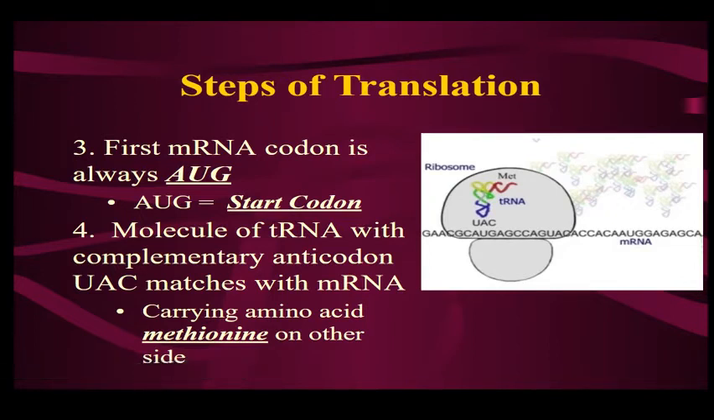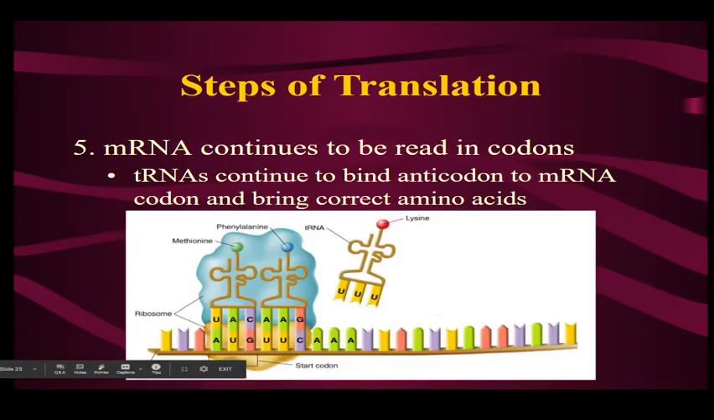The first mRNA codon is always AUG. AUG is considered the start codon because every strand of mRNA that's made is going to start with AUG. So a molecule of tRNA with the complementary codon UAC matches up with the mRNA. And this tRNA will be carrying the amino acid methionine on the other side. So the anticodon is UAC. The amino acid it's carrying is methionine.